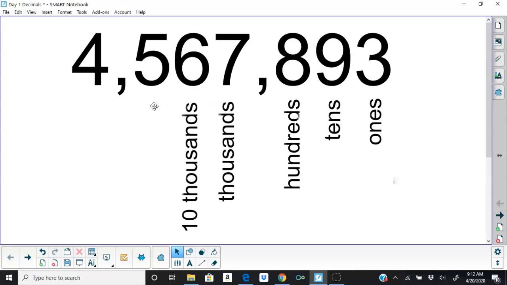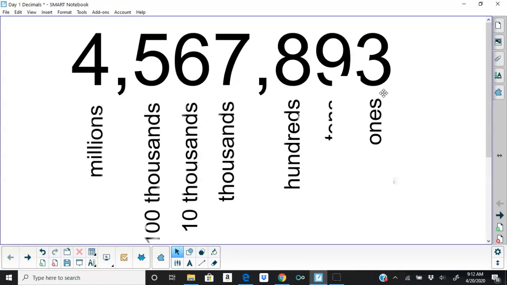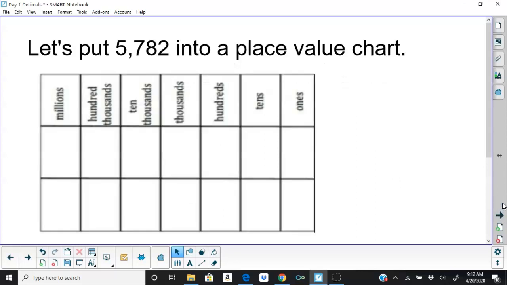And the 5, if you said hundred thousands, you are on a roll. And the 4 is in the, yes, millions place. All right, so here is our place value with each number labeled with what place it is in. Now, let's think about this. Let's think about the value of each of these digits. So knowing what place they're in, we can think about their value.